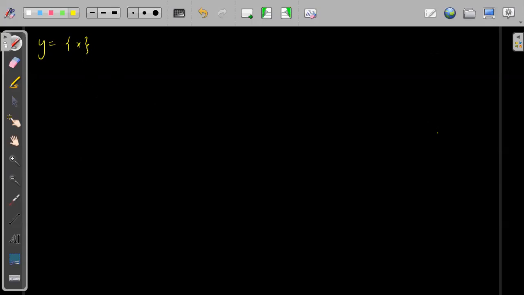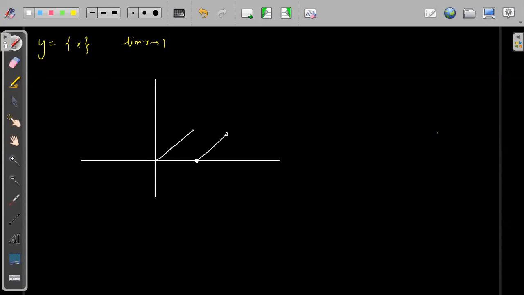Fractional part of x, limit at any integer, limit of x tending to 1. Is it right hand continuous or left hand continuous? If I again try to draw the function for x tending to 1, for any integer, suppose this is 1, the function will be something like this. Here it will be like this, and then again from 0 to 1 it will be like this. Again.